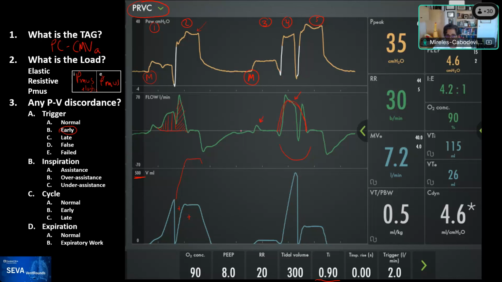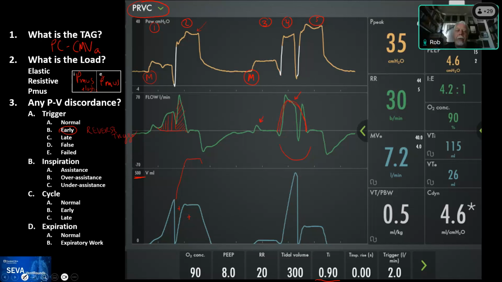So I just want to be sure that you understand that even though the PMOS didn't happen during inspiration, it happened early on in exhalation, and that is currently still called an early trigger of the variety that we call reverse trigger. So I'm going to pause for a second and see if there are any questions. Rob, any questions so far?